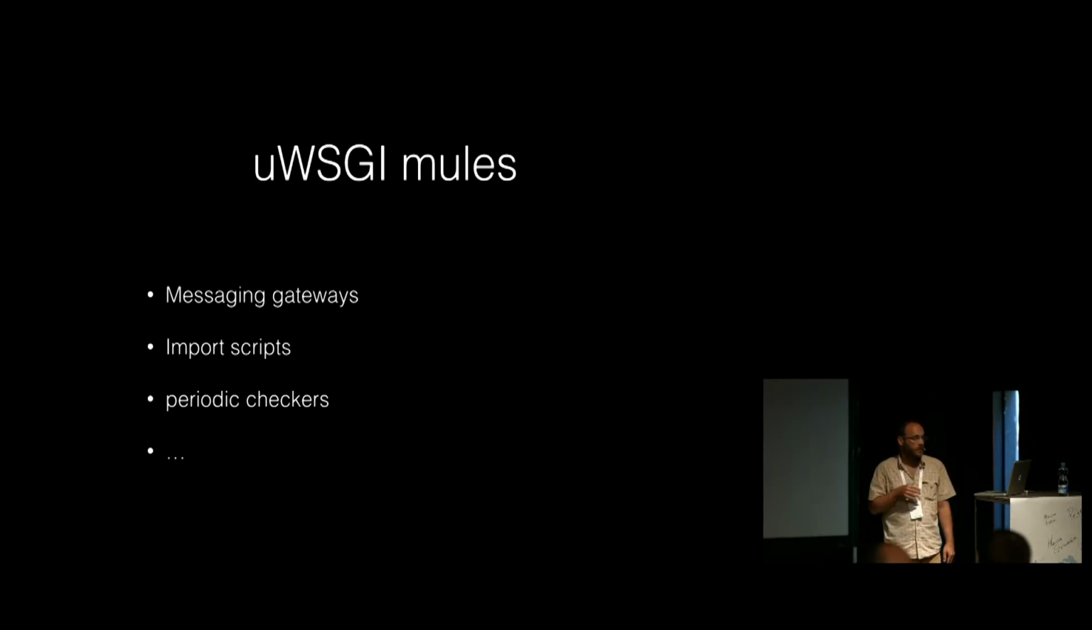When you need to keep an open connection to some messaging gateways, run periodic import-export scripts, or periodically check some resource status, Mule is the right choice. You just have a while loop, run it, and you can manage intervals, you can manage everything while you still have the uWSGI API to communicate with the rest of your application.